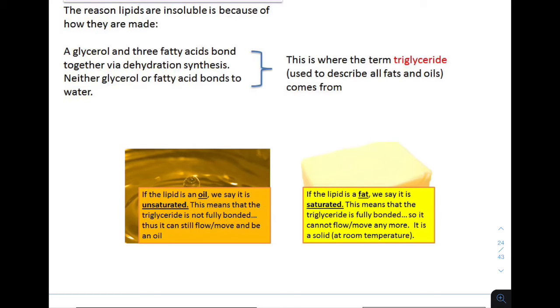Quite often, if we have unsaturated fats, they are oils, and if we have saturated fats, they are solid at room temperature. This isn't a rule. The naming for fats and oils is actually not so great, but it is a good clue.